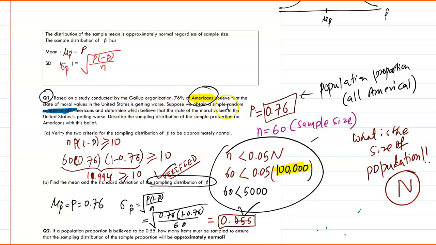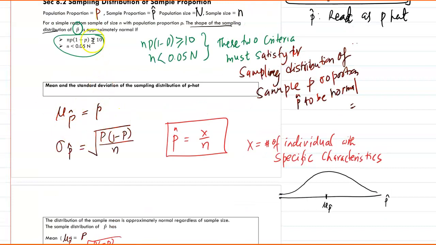Suppose we obtain a simple random sample of 60 Americans. Remember that the sample of 60 is n, so n equals 60 here. Determine which believe that the state of moral values in the United States is getting worse. Describe the sampling distribution of sample proportion for Americans that believe. Here the question is to describe. As long as the question asks you to describe the sampling distribution, you have to do two things. One is verify the two criteria we mentioned before. The second thing is to find the mean and the standard deviation of the sampling distribution of p hat.